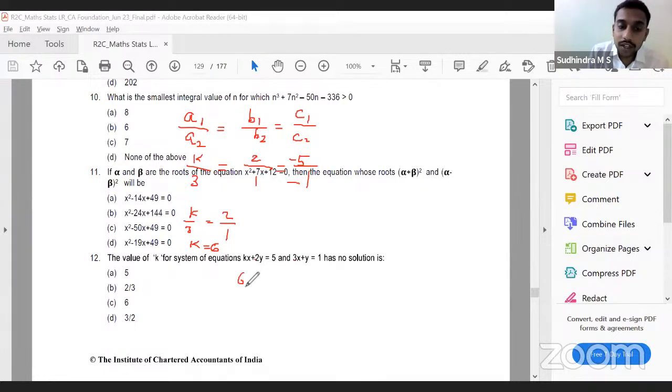That means if the equation is 6x plus 2y is equal to 5 and 3x plus y is equal to 1, you will not get any solution. So k is equal to 6. Whenever they ask us for no solution, we have to go with this: a1 by a2 is equal to b1 by b2 not equal to c1 by c2.